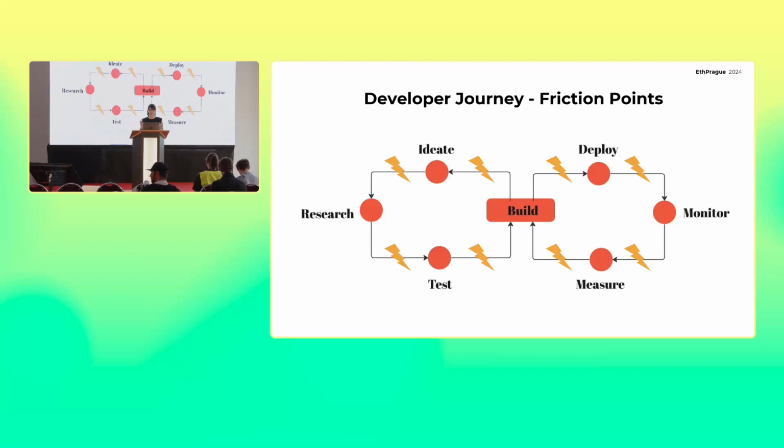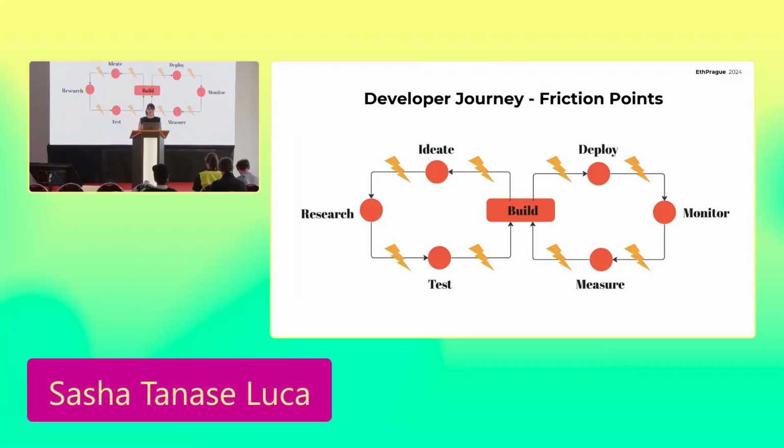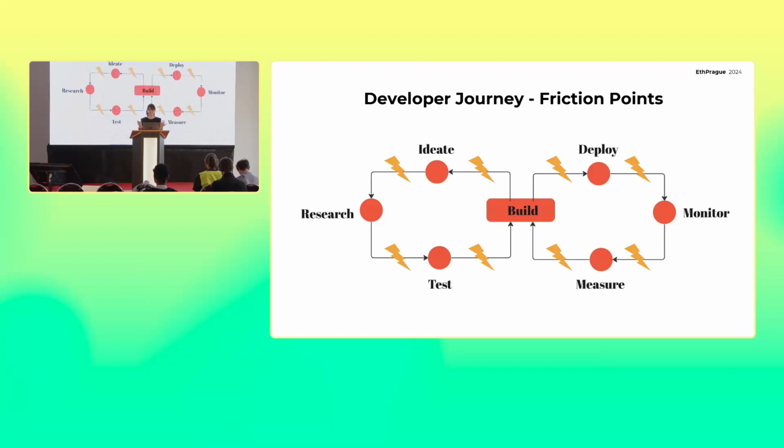So let's see how friction may look in the ideate phase. Most likely in this phase, we can have a tool compatibility issue, like limited or no support for development tools like, let's say, Foundry or Hardhat for the new network. This friction point affects the initial ideation phase by introducing uncertainty and potentially higher costs in terms of time and resources needed to either adapt existing tools or create new ones.